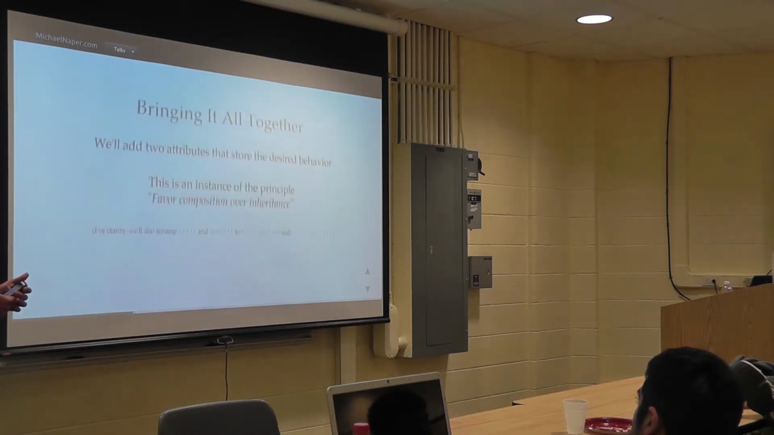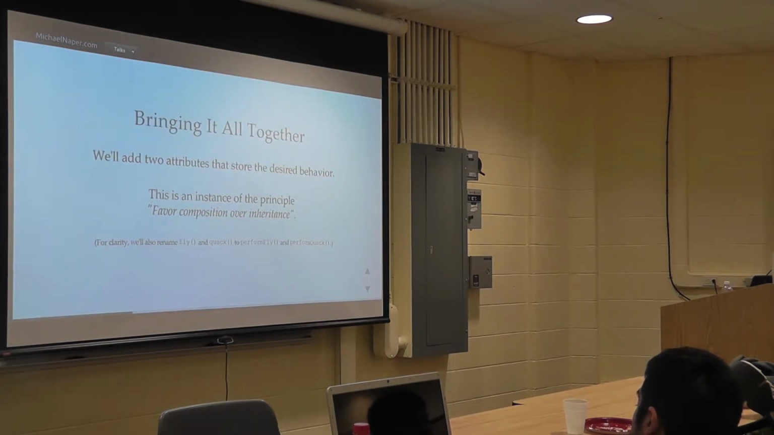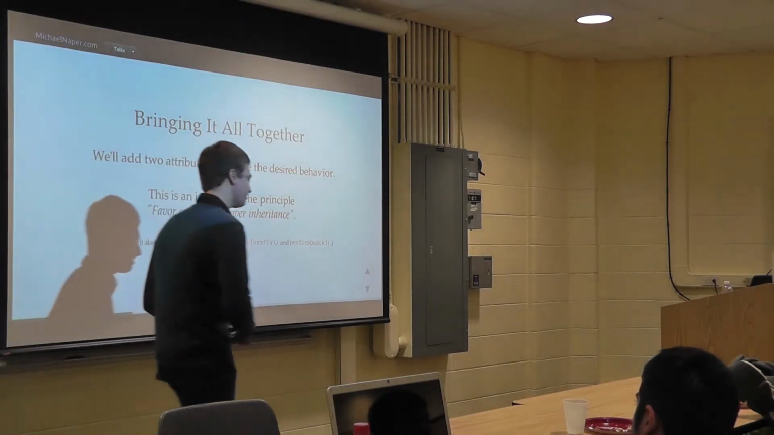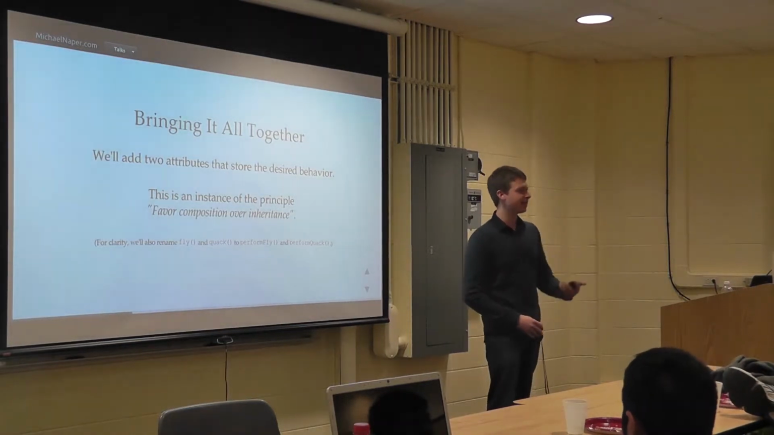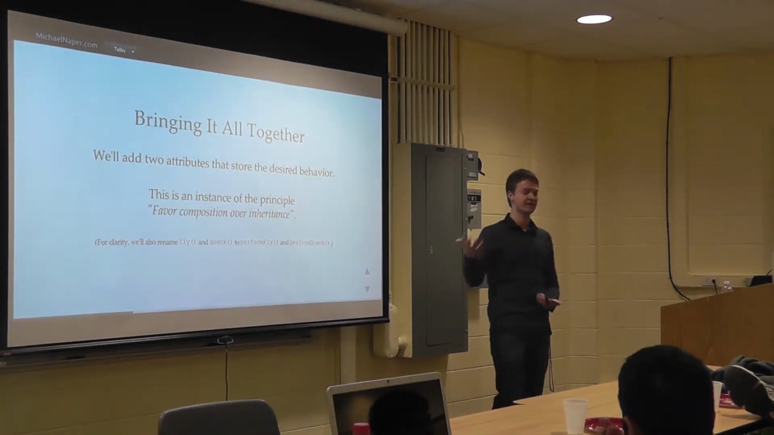So then we'll add two attributes that actually store the desired behavior in the duck class. So the duck class now just has instance variables that are these behavior classes, basically. And this is an instance of the principle favor composition over inheritance. And so, I mean, you'll hear again and again, like in your intro classes, you want to take advantage of inheritance, subclass things, squares or shapes, yada, yada, yada.